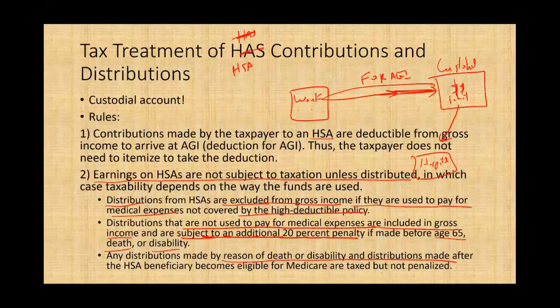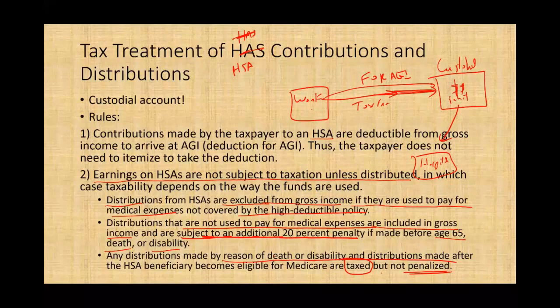So if, for the reason of death, disability, or reaching Medicare, you would still pay taxes on the money, because it went into your account tax-free, but the penalty is waived under those circumstances.